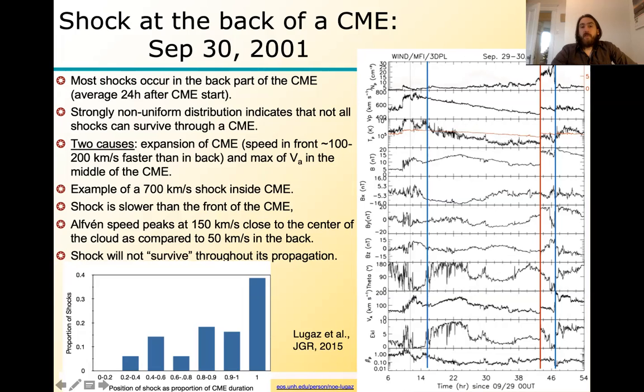And actually what we found statistically is that the majority of shocks in coronal mass ejections are in the back third of the CME ejecta. It's not just because of Earth's position, but also probably because some shocks will not survive through the propagation, partially because the speed that the shock sees upstream is increasing, and partially because the Alfvén speed that it sees is also increasing towards the center of the cloud.